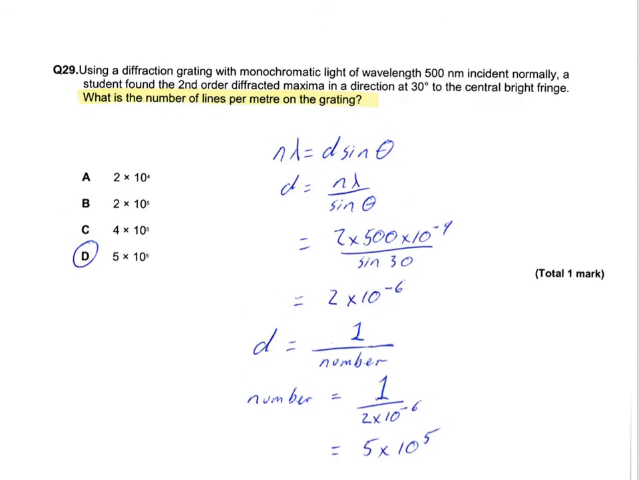So using n lambda = d sine theta, we can work out d = n lambda over sine theta: 2 times 500 times 10 to the minus 9 over sine 30 leads me to 2 times 10 to the minus 6. Now we're after the number of lines per meter, so it is simply 1 divided by d, 1 divided by my value of d.